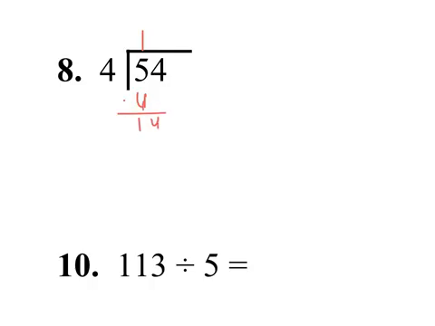Bring down the 4. 4 will go into 14 3 times. 3 times 4 is 12. Subtract those, I get 2. 2 is smaller than 4, so I'm done. My final answer is 13, remainder 2.